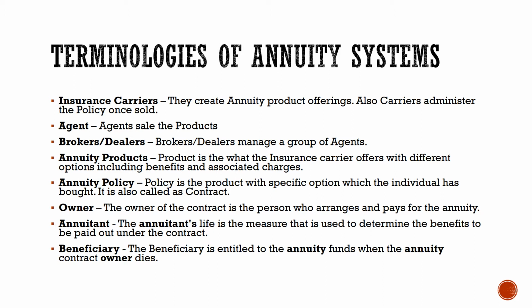The policy is the contract that sets the rules and regulations for the product. The owner is the person who actually pays for the product. The annuitant is the measure of life that is used to determine the benefits to be paid out under the contract, and the beneficiary is the person who's entitled to receive the funds.